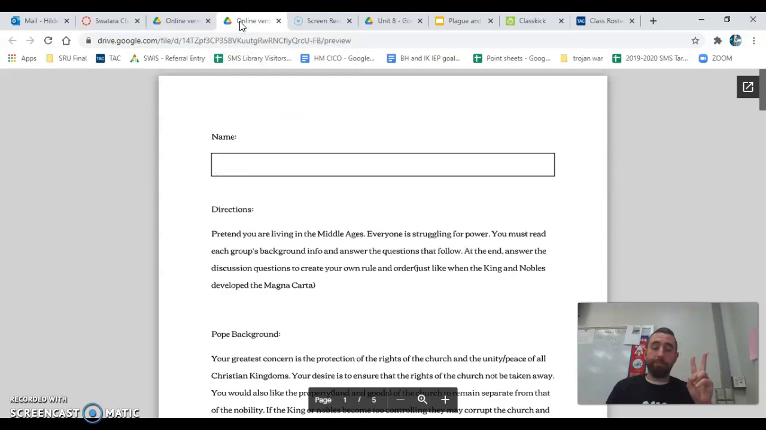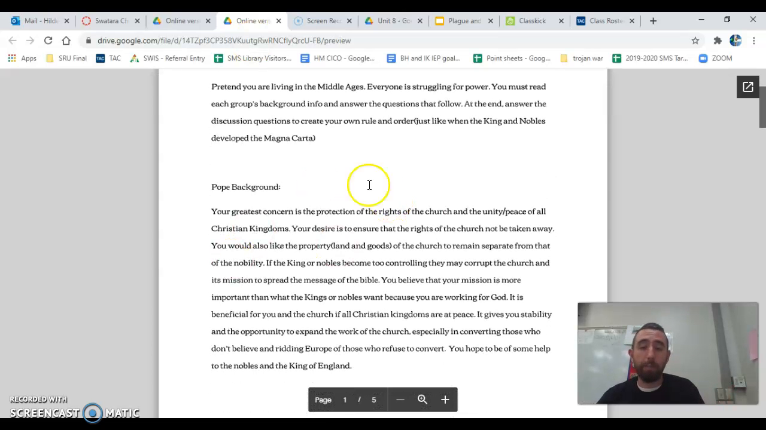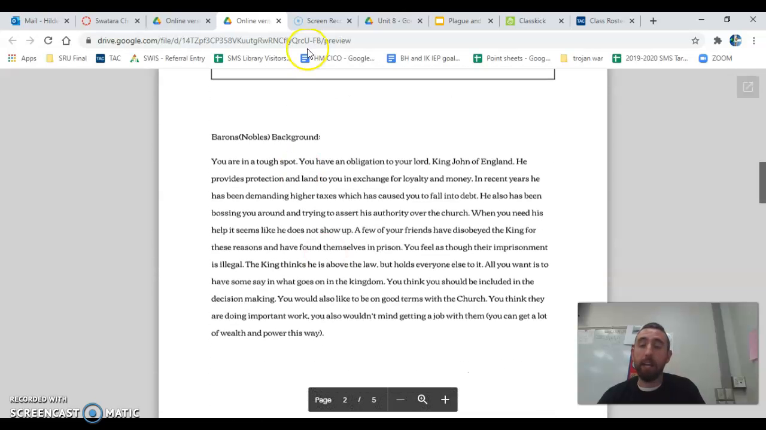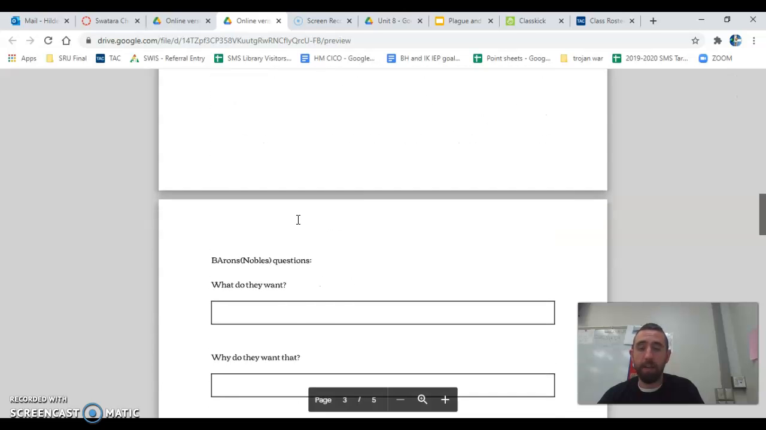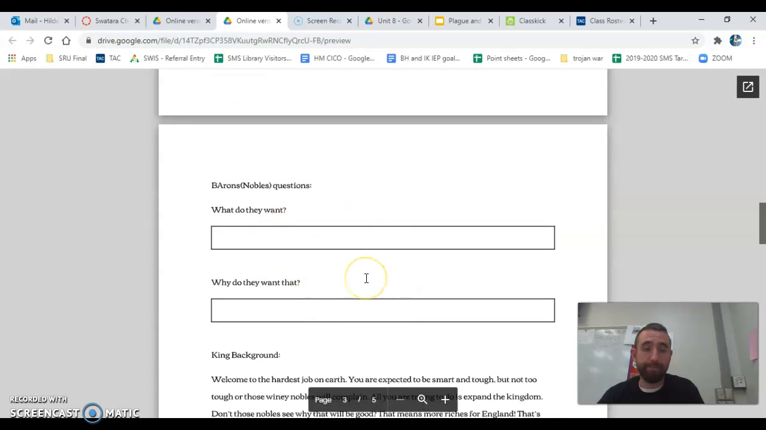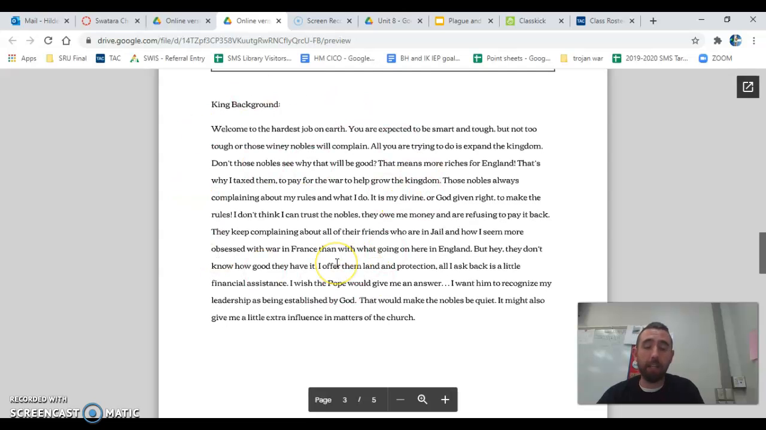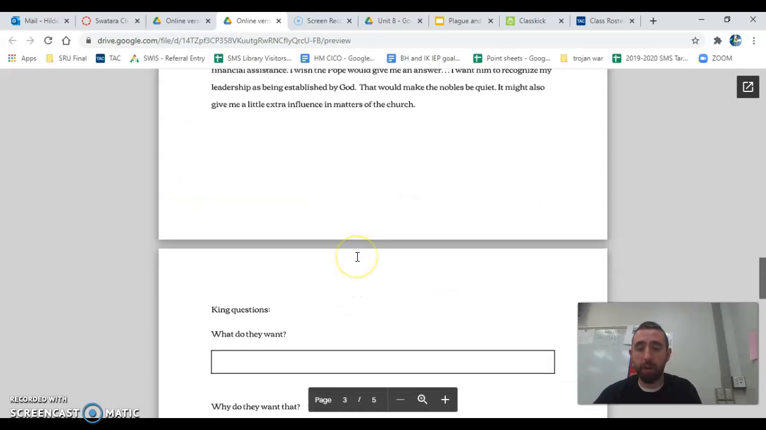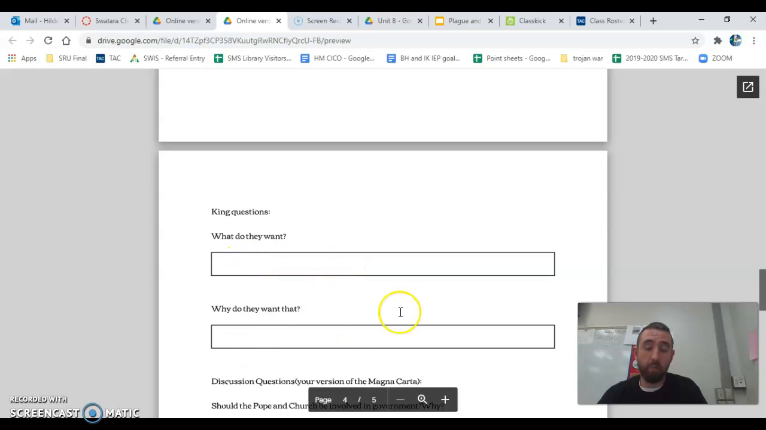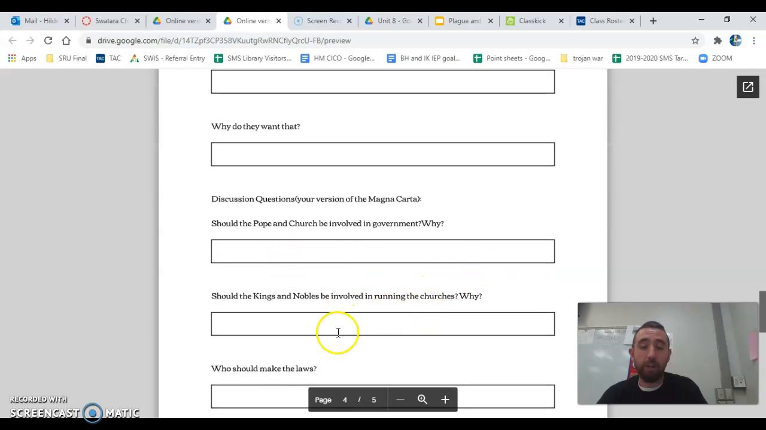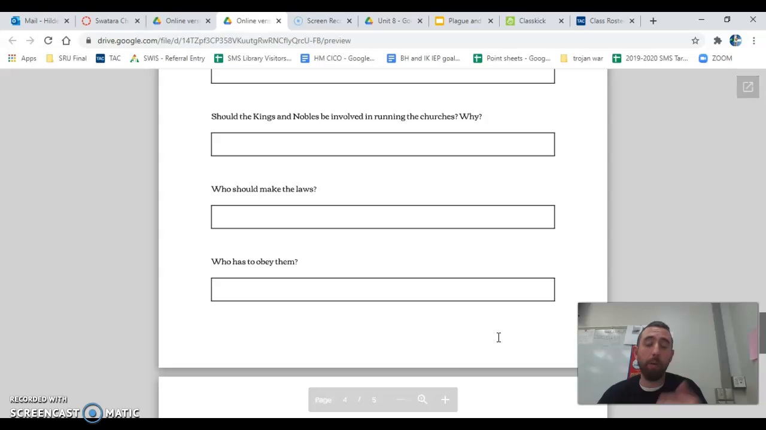Or number two. Okay, number two, if you want something more concrete from history, go through, read about the Pope's role in the Magna Carta, read about, and answer the questions, read about the barons' role, the nobles' role in the Magna Carta, and what they want, why they want it. And then read about the king's role in England during the Magna Carta and what he wants, why he wants it. And then answer each question where you're essentially making up a rule to go in the Magna Carta. You're making your own version of the Magna Carta.